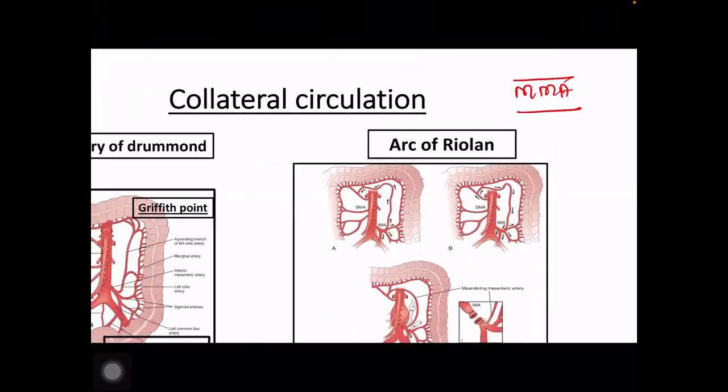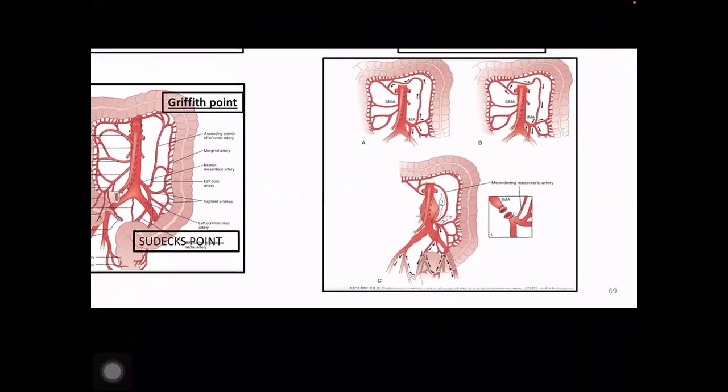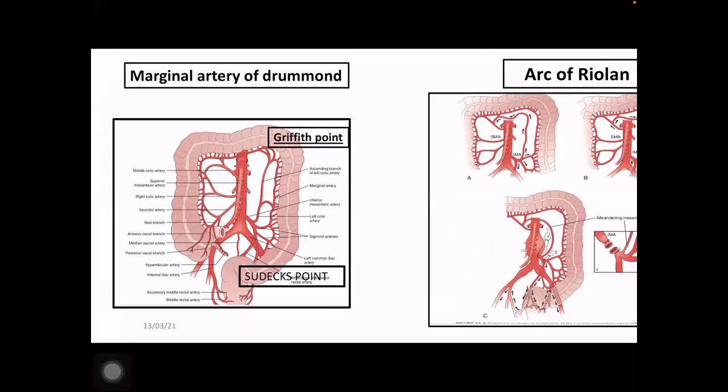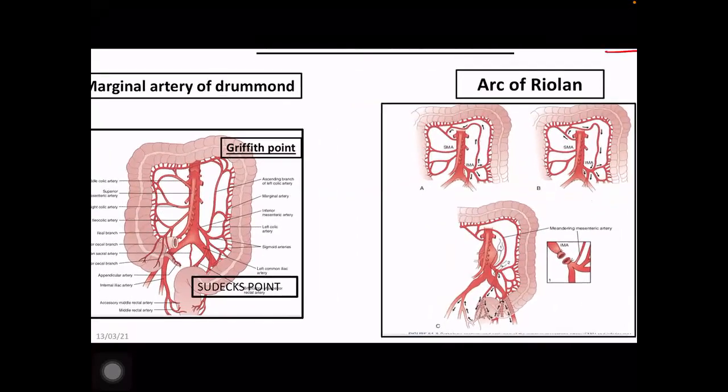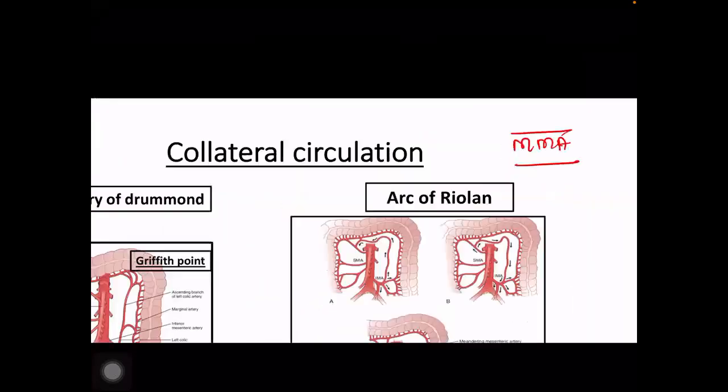So these are the two important collateral circulations present in the colon. One is the arc of Riolan, and the other is the marginal artery of Drummond.